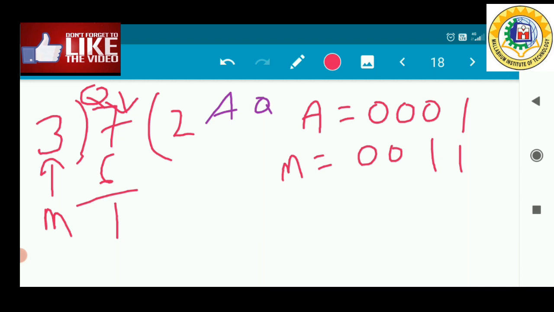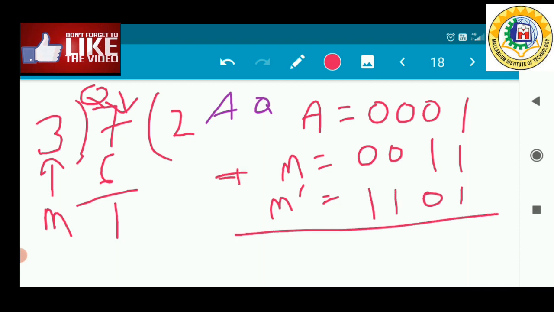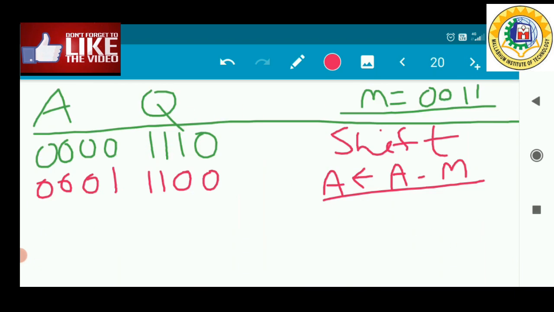So the 2's complement of M is 1 1 0 1. If you just add these two, that means A equals A minus M, which is nothing but A plus 2's complement of M, so 1 1 1 0. So your new A will become 1110 after performing this step.